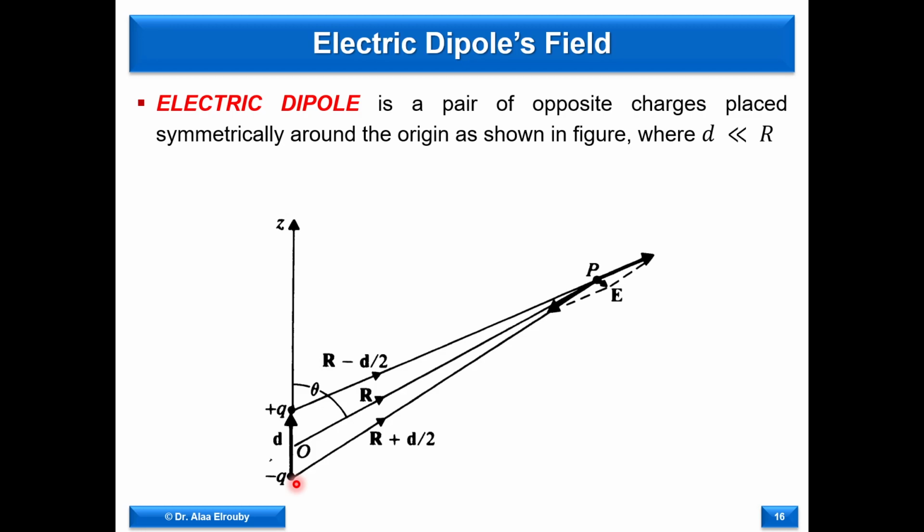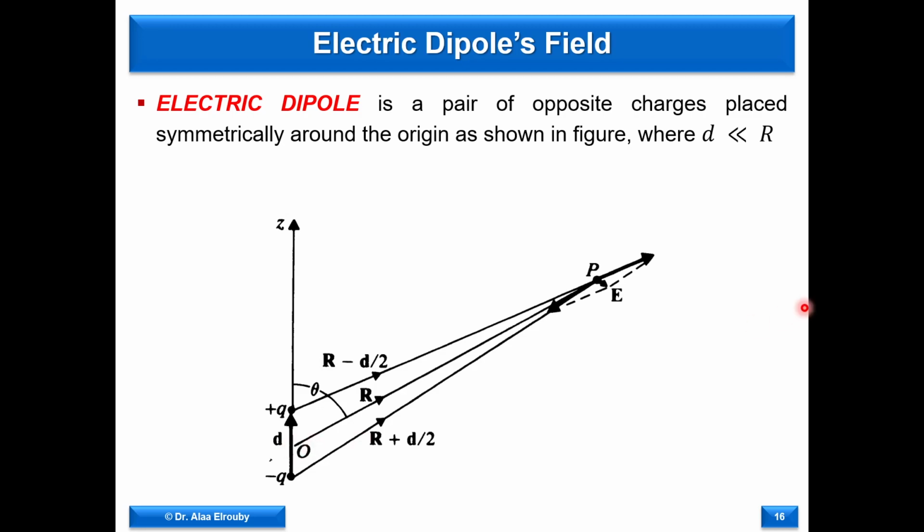For solving this problem, we're going to put this dipole with its center at the origin and place it along the z-axis. So we have the negative charge at minus d over 2, where d is the separation between the 2 charges, and the positive charge at z equal d over 2. So now the dipole is along the z-axis, and the center is at the origin.